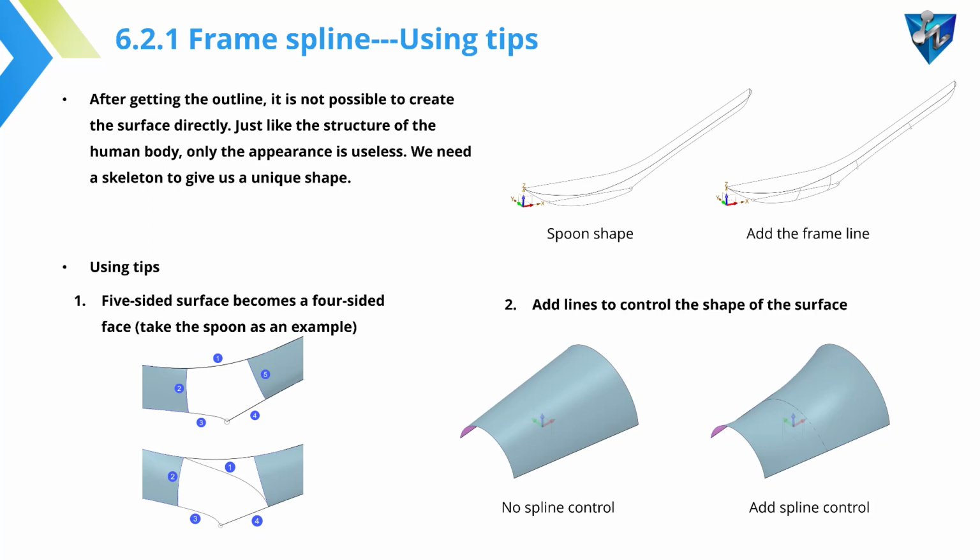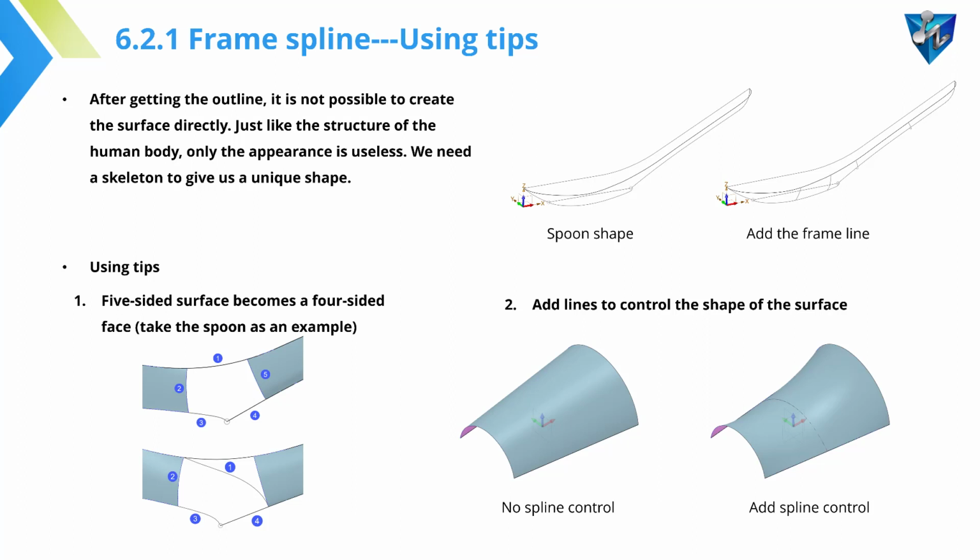I will start with the frame spline. The frame spline is like the skeleton of the human body. Only having the appearance is useless. We can create the unique shape with the skeleton. It is the same as surface creation. After we get the outline, we need to create the surface after creating the frame splines.